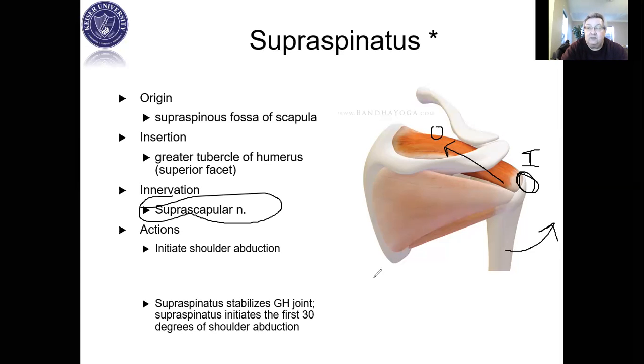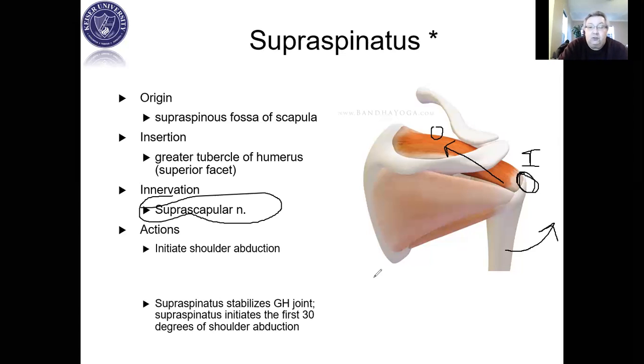It does the first 30 degrees of shoulder abduction. What that means is if you have your arm down to the side, the initial movement of abduction, the first 30 degrees, is performed by the supraspinatus muscle. After the 30 degrees, then the middle deltoid comes in to do the rest of the motion.